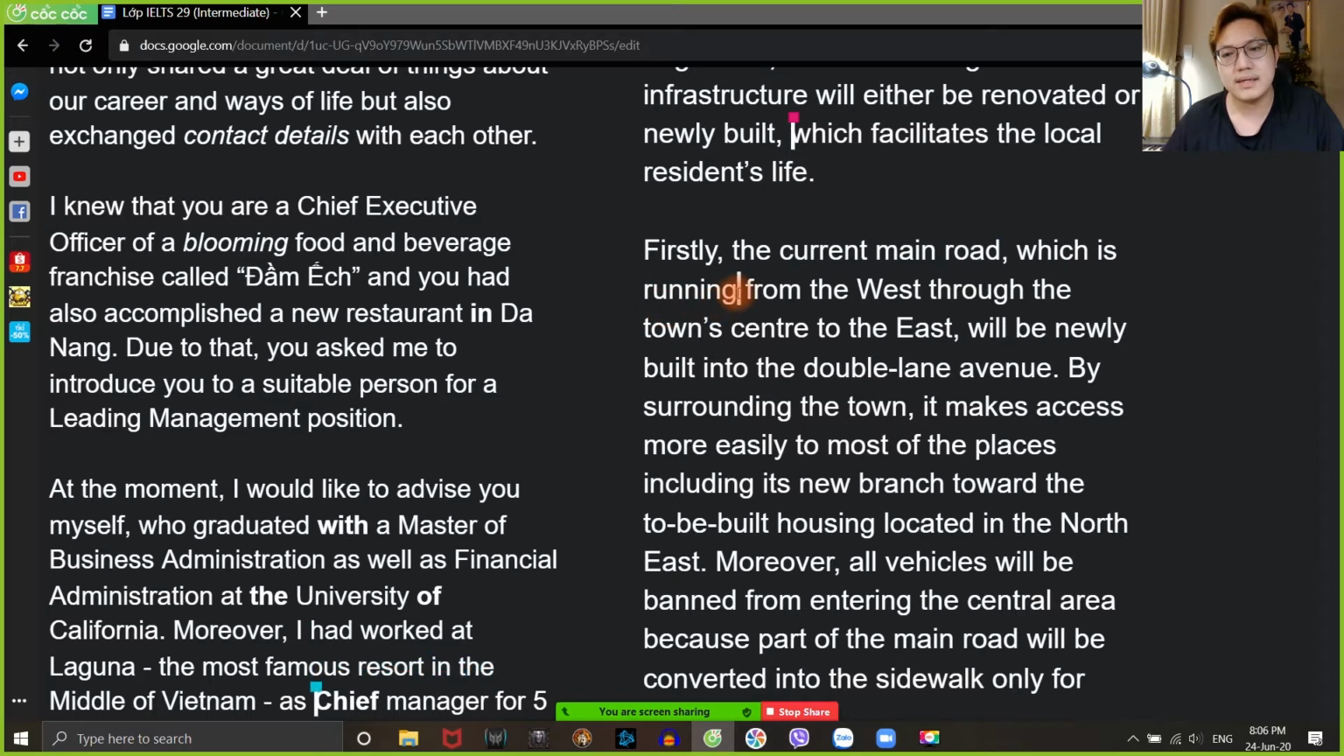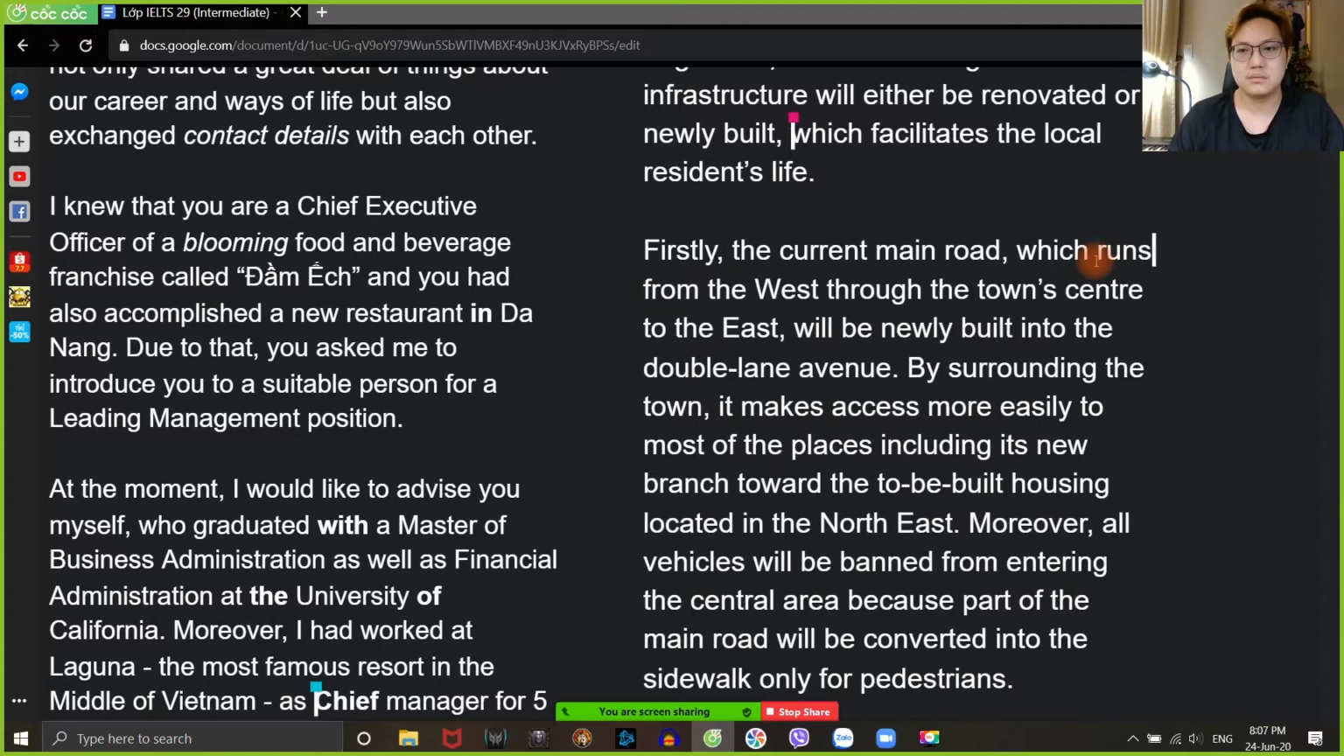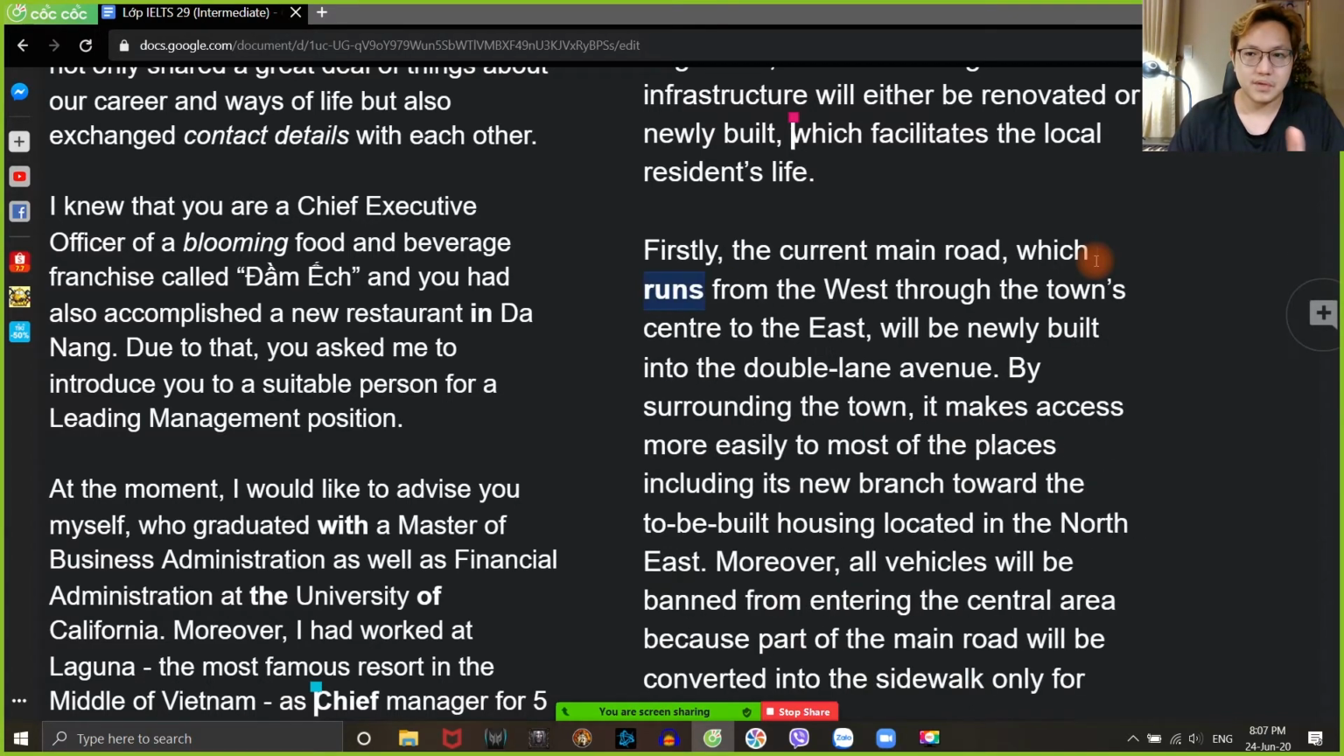Mình không nên dùng các dạng tiếp diễn trong văn viết, tại vì sao nó làm giảm cái độ formal xuống. We should not use the continuous form much in writing because it decreases the formality, the formal level or the academic level of the writing, which runs the... okay. Be careful, which runs from the west through the town center to the east.